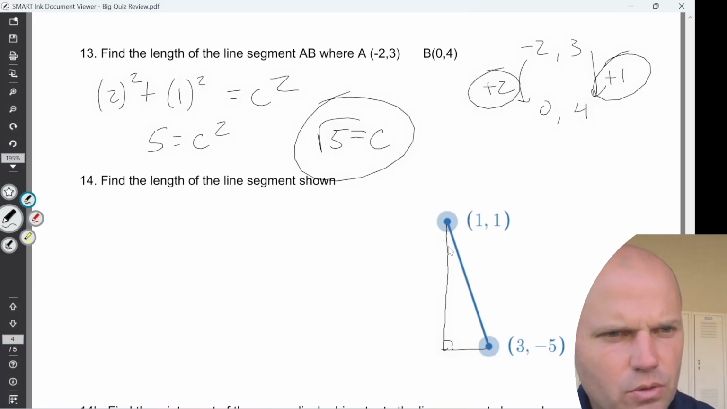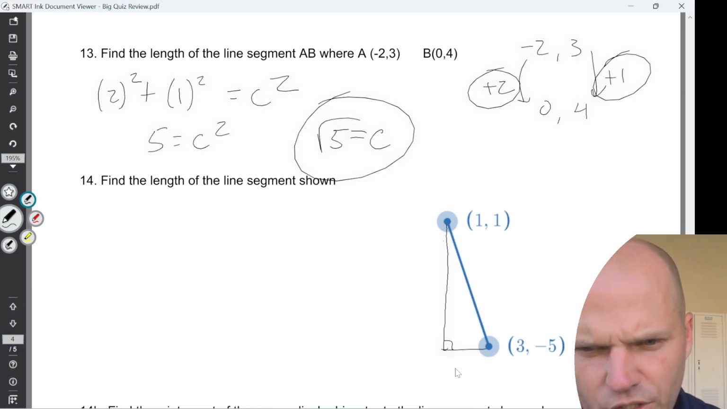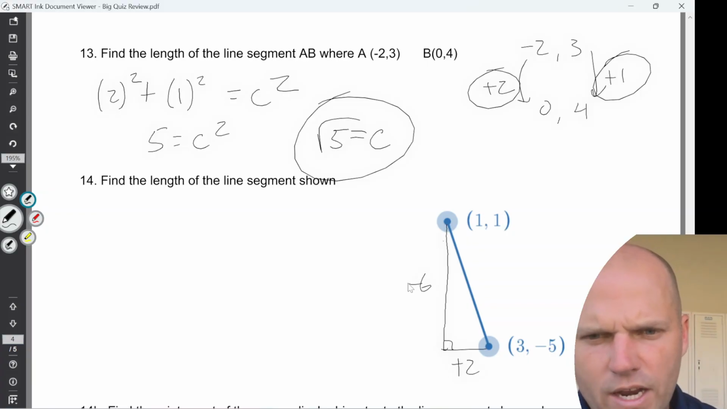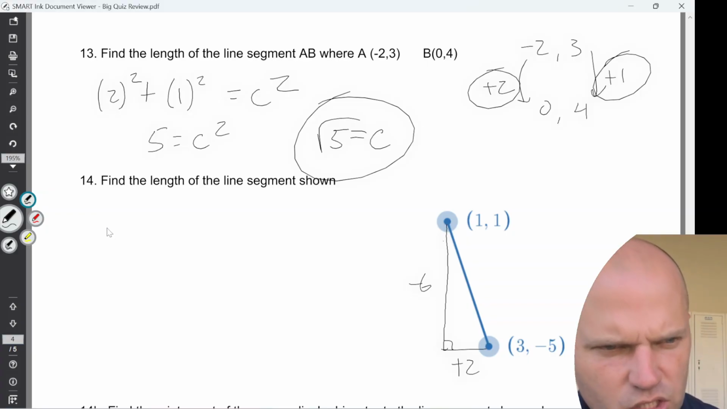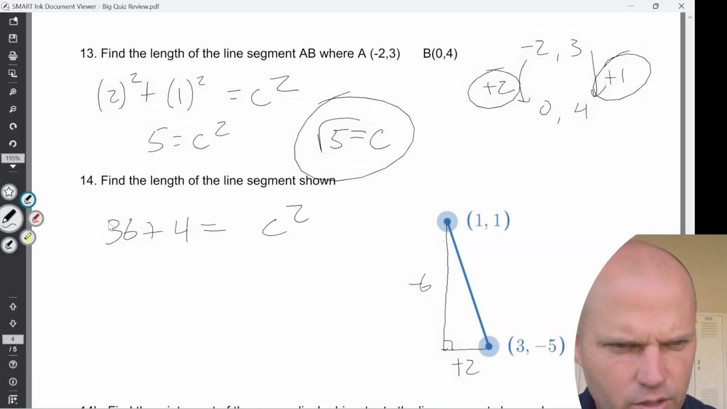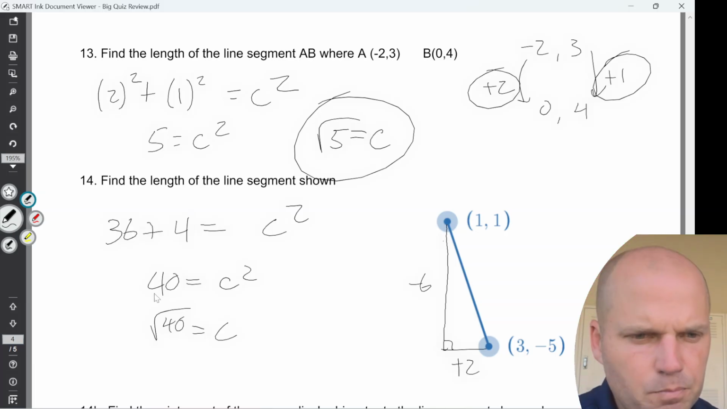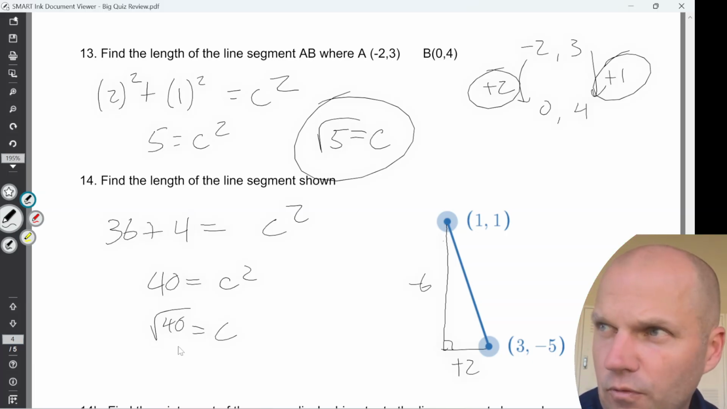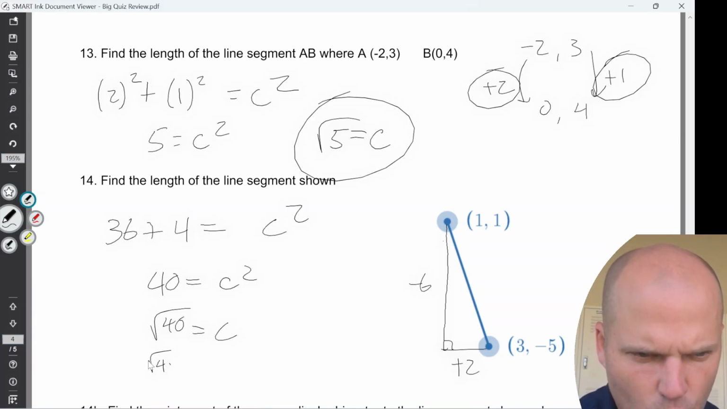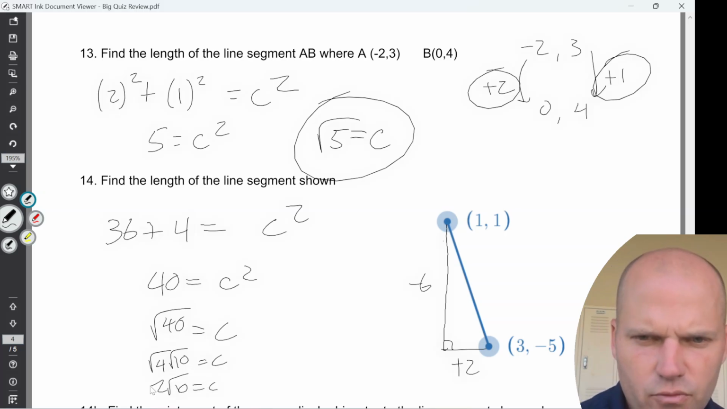The line segment shown for number 14 is 1, 1 to 3, negative 5. So that means 1 to 3 is an x change of 2. 1 to negative 5 is a y change of minus 6. A squared is 36 plus b squared is 4 equals c squared. 40 equals c squared, which means c equals the square root of 40. Try to simplify this. What perfect square goes into 40? 4 root 10 is root 40. 2 root 10 is root 40.